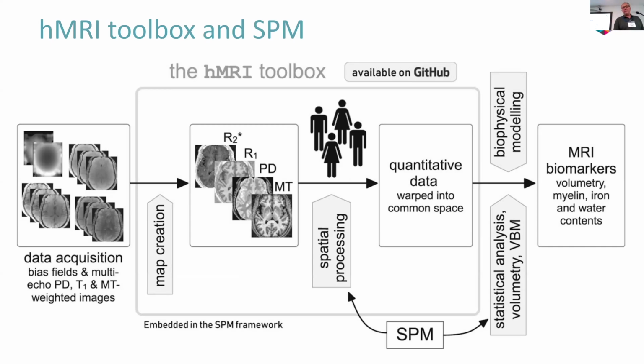We also rely heavily on SPM machinery, and that's at 2 steps: spatial processing and the statistical analysis. Actually, the statistical analysis is outside of the hMRI Toolbox. We simply fall back on the standard SPM interface for GLM and inference.